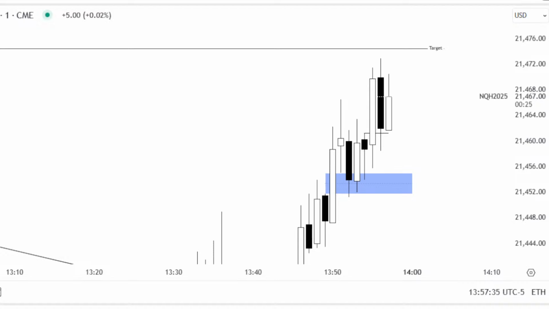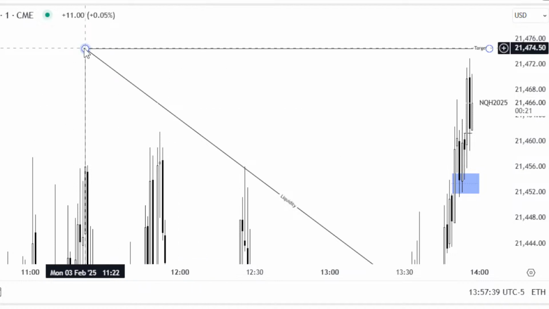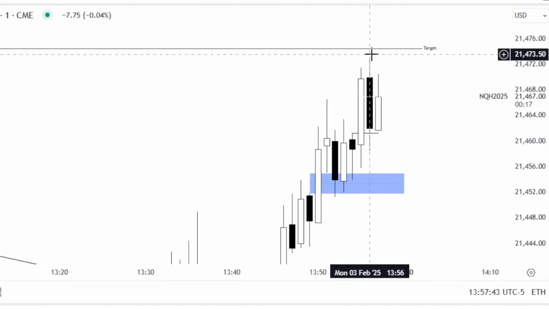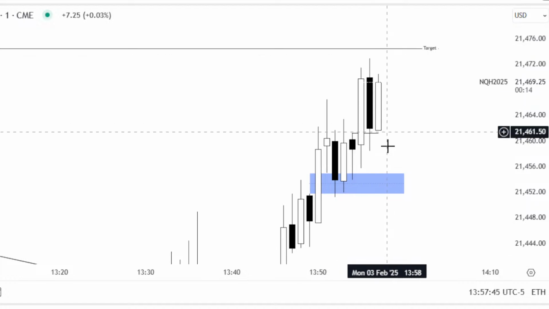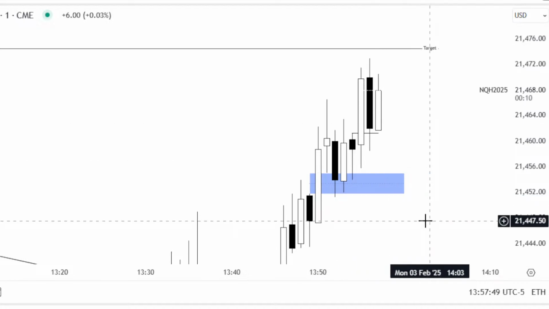Why didn't I take it? Because on this trend line, this is the last liquidity, and I've seen so many times where price goes up to form like equal highs and then boom, reverse, go the other direction.